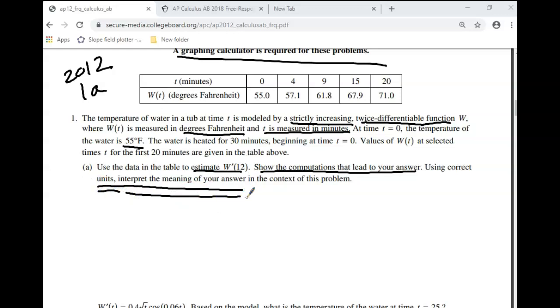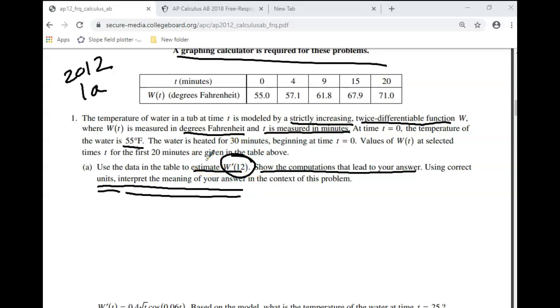So we're going to find the answer. We need to show our work for our answer. We need to give units and then explain what it means in the context of the story problem there. Okay, so there's a lot going on. First of all, they're looking for the rate of change. That's an instantaneous rate of change.